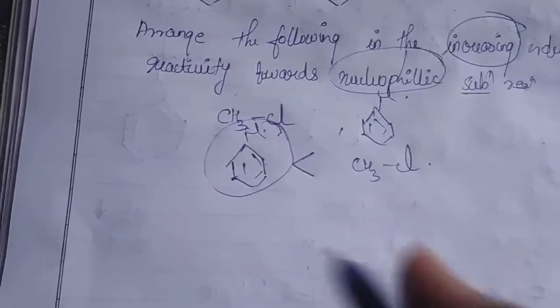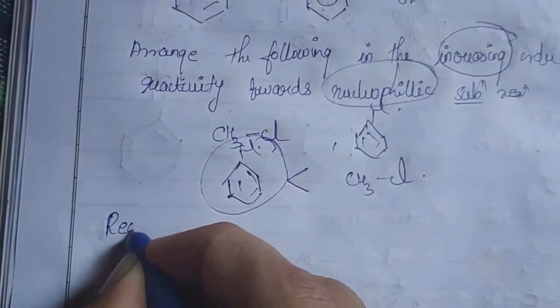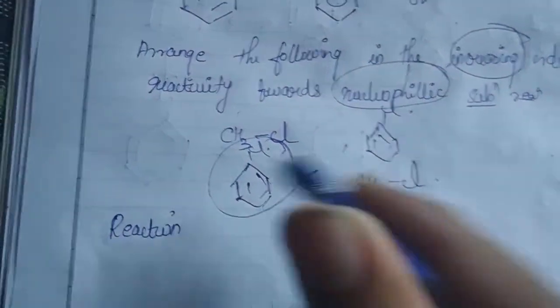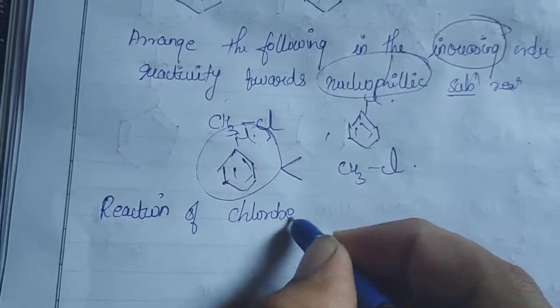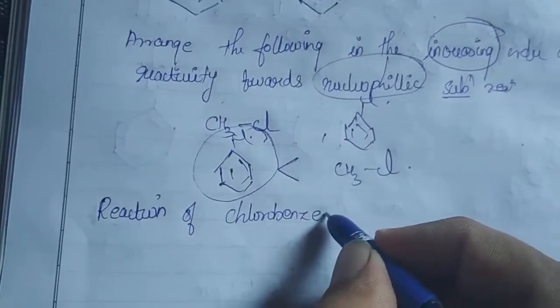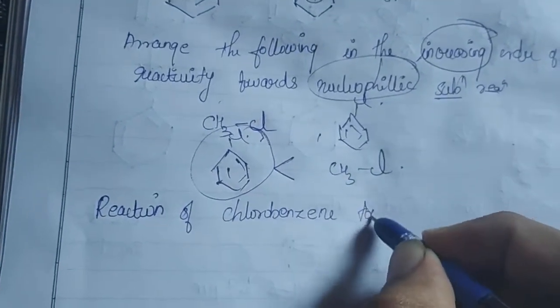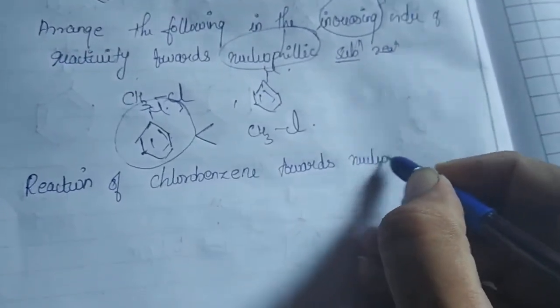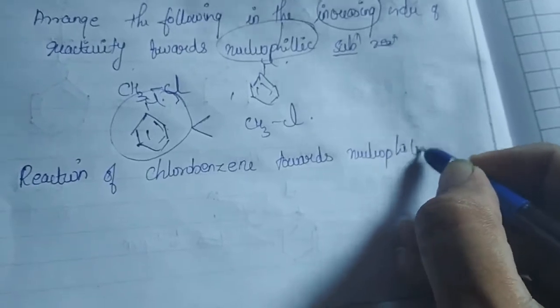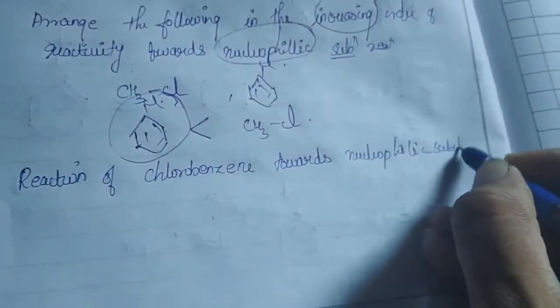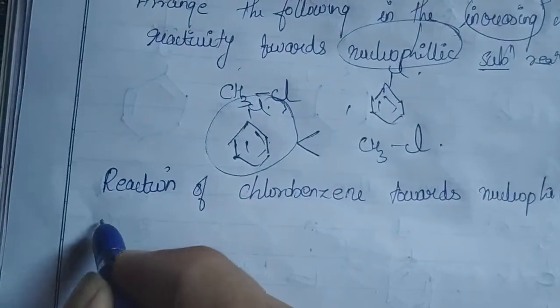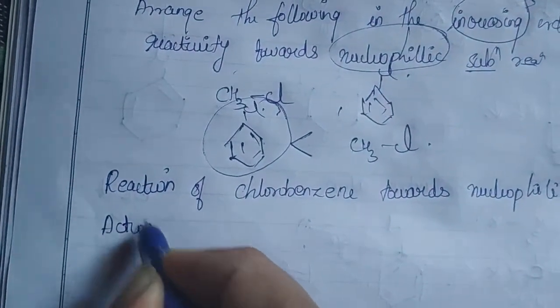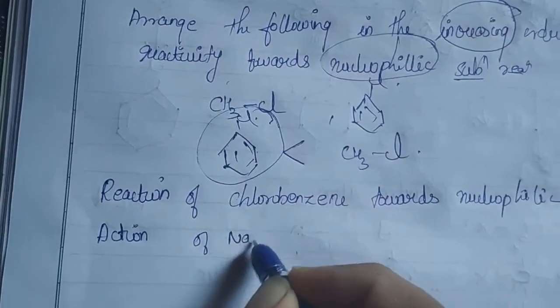So guys, now let us see the reaction part of your haloarenes. That is, the reaction of chlorobenzene towards nucleophilic substitution reaction. So first and foremost, it is with respect to the action of aqueous NaOH.